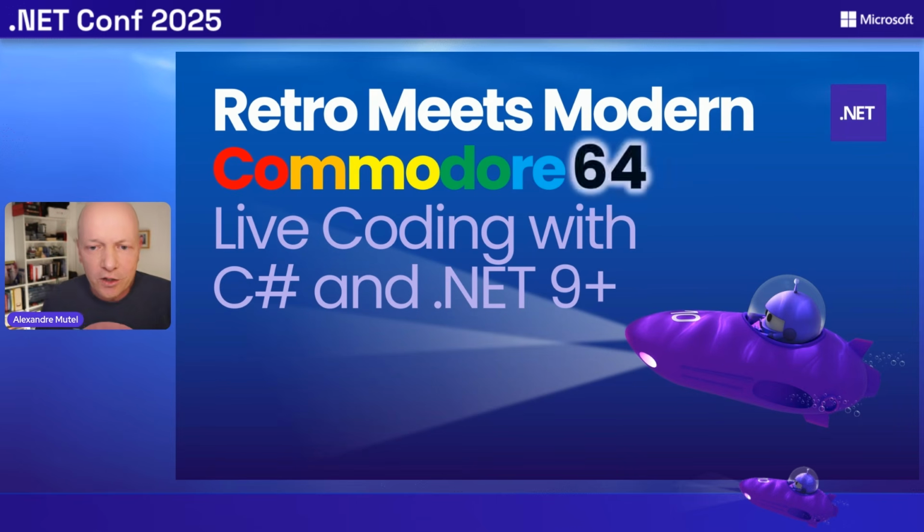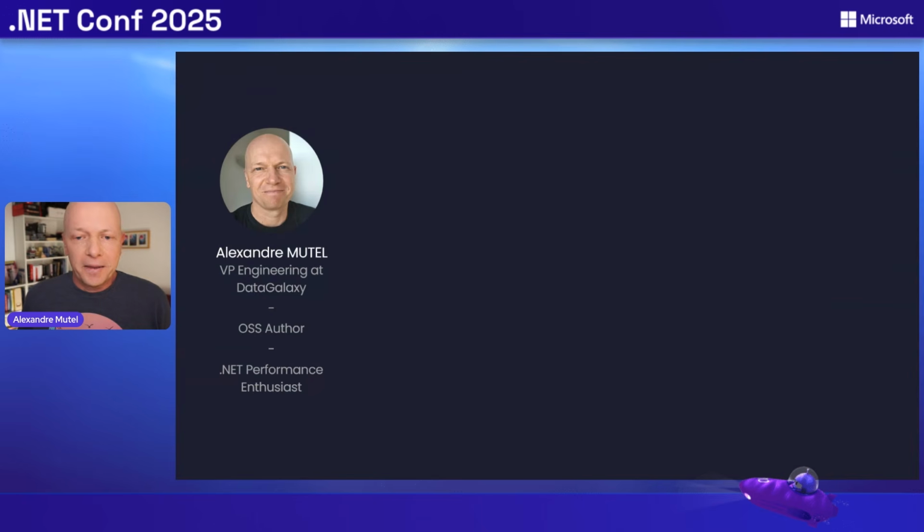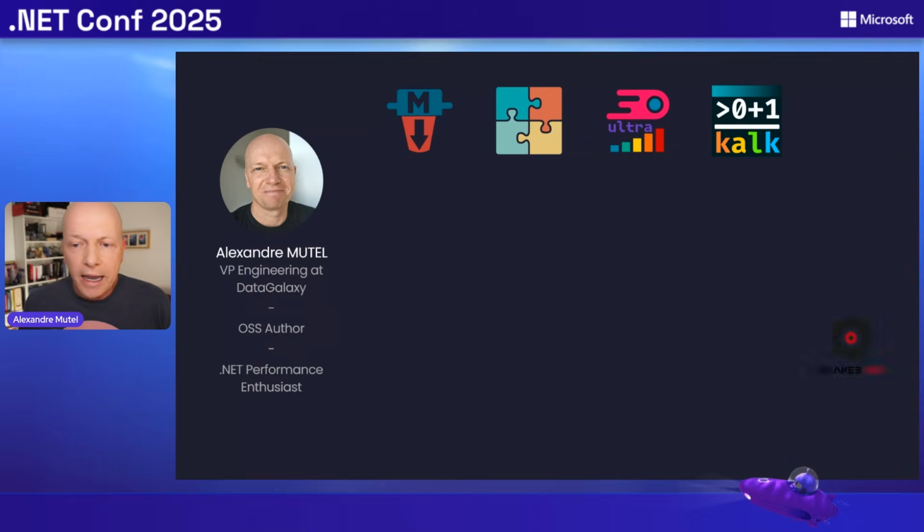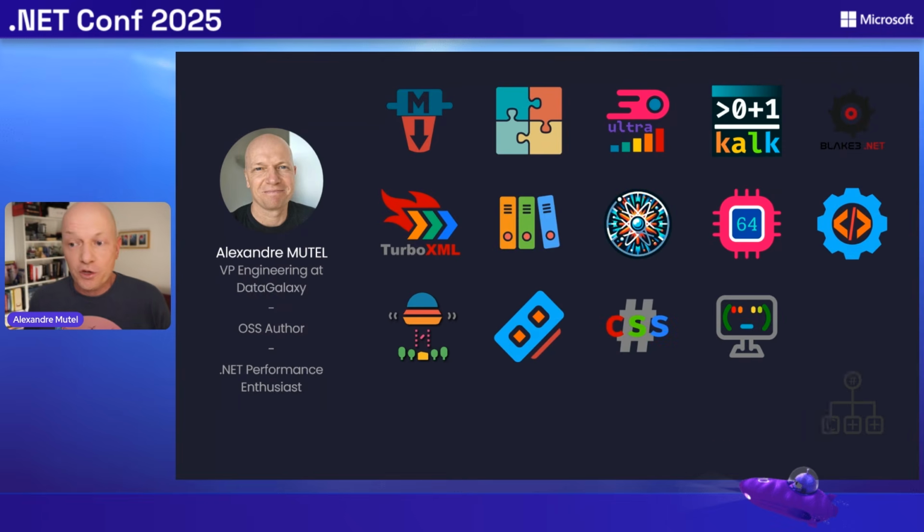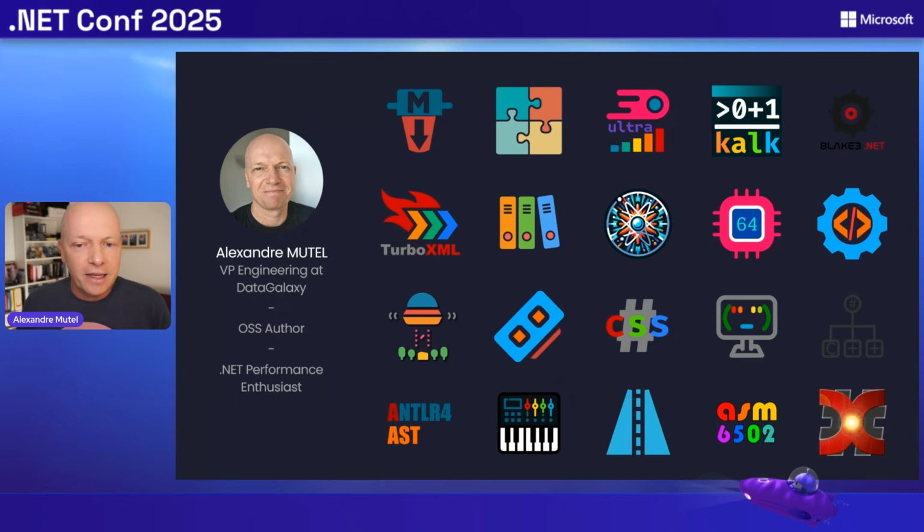So today we are going to time travel from the 80s, 8-bit world, straight into .NET 9. My name is Alexandre Mutel, and I'm VP Engineering at Data Galaxy, working in data governance. And in my spare time, I love contributing to open source projects in the .NET ecosystem. Some of them became popular, but most of them are pretty niche, but I like them. And above all, I'm a .NET performance enthusiast.